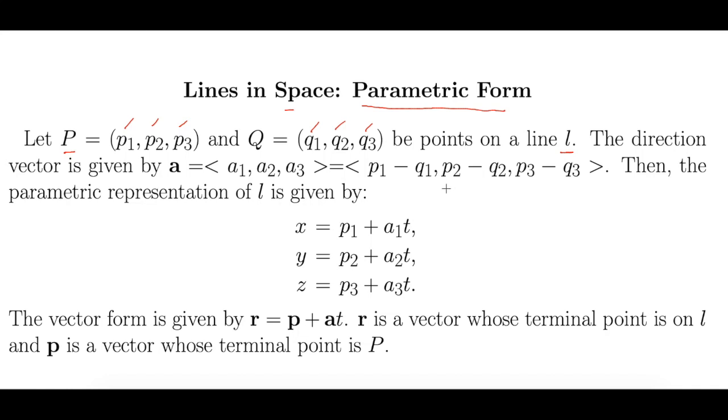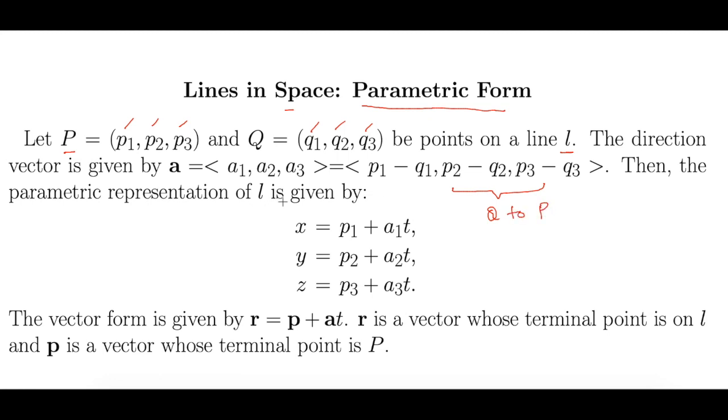Okay, then we have a direction vector which is given by the vector going from P to Q, which is P1 minus Q1, P2 minus Q2 and P3 minus Q3. Okay, so this is actually a vector going from Q to P.